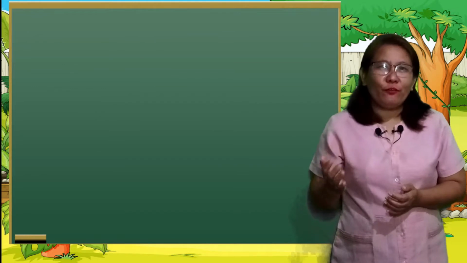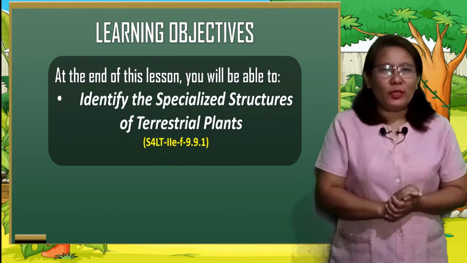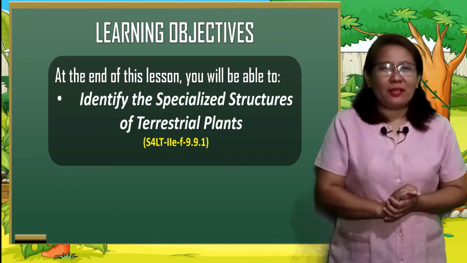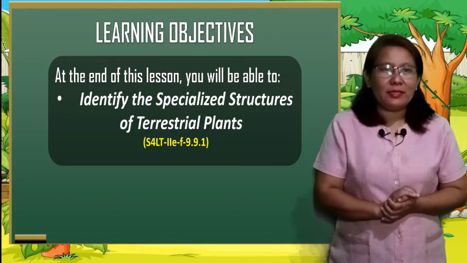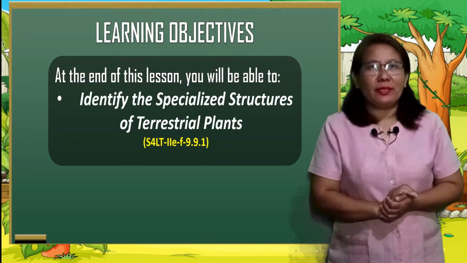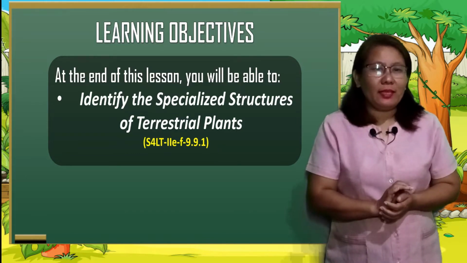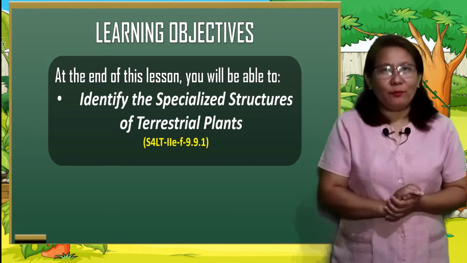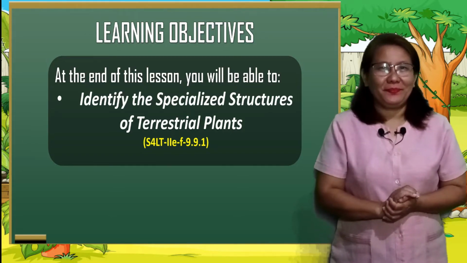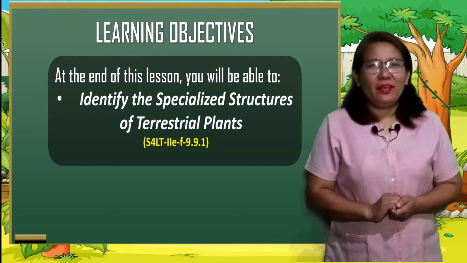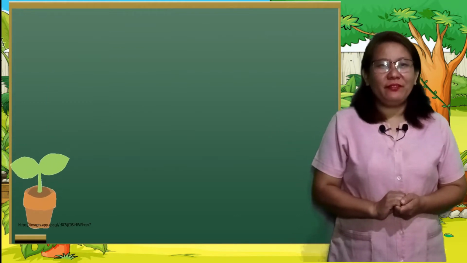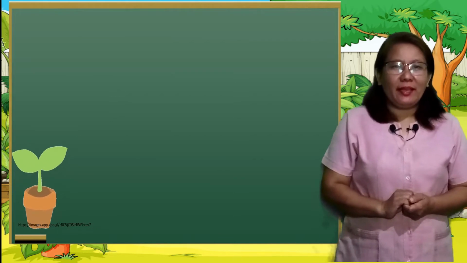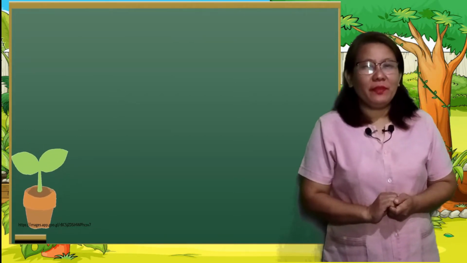This is week 4 of quarter 2 in the science module, and the objective for today is to identify the specialized structures of terrestrial plants from the most essential learning competency S4LT-2E-F-9.9.1. Based from the previous topic, you have learned that animals have different body structures in getting or eating their food and how to protect themselves from their enemies.